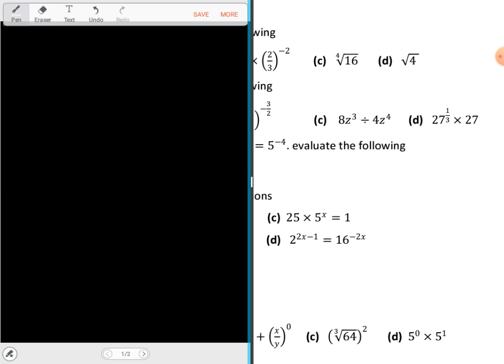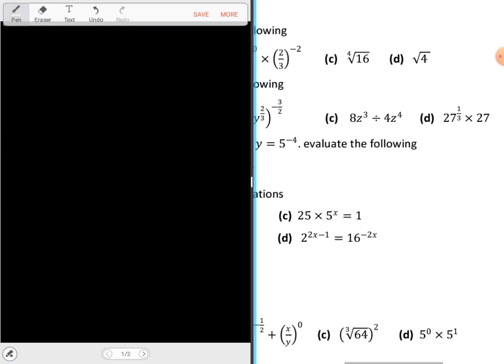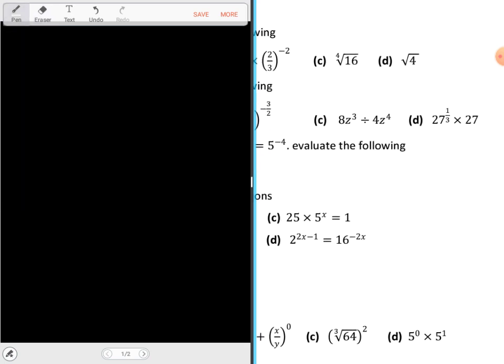What else can I solve? Let me solve this one here. D says 27 to the power 1 over 3 times 27. Remember, 27 to the power 1 over 3.